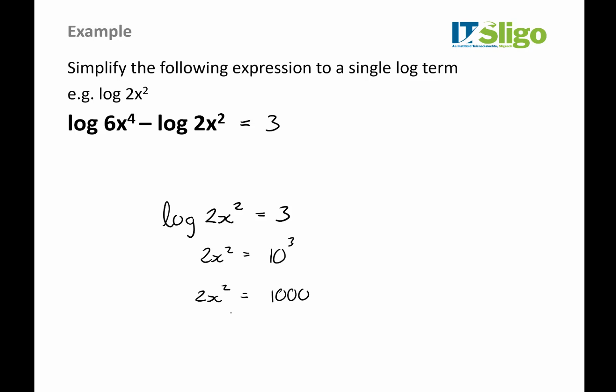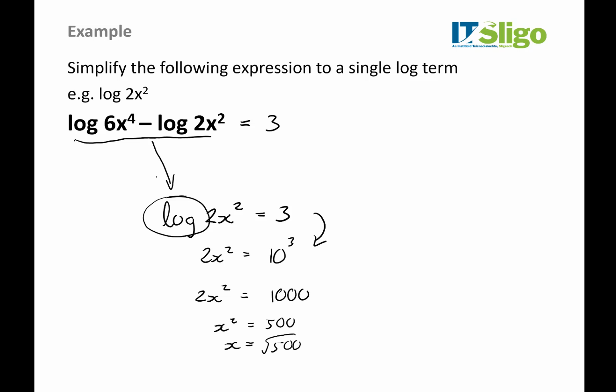And now we can begin to solve out. X squared is 500, so x is the square root of 500. But we can only start to initiate this stage when there's a single log here. We need to use our rules to compress this expression. Here's 2 logs. We need to compress it down so there's 1 log, and then we can solve it out.